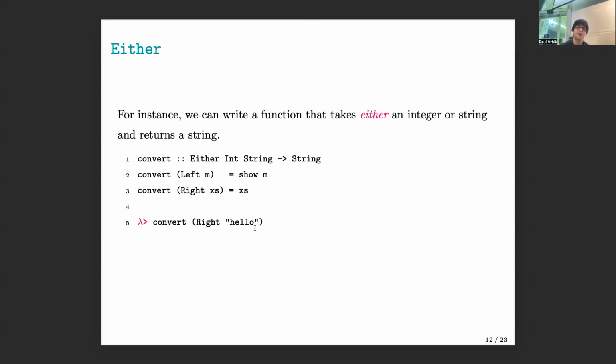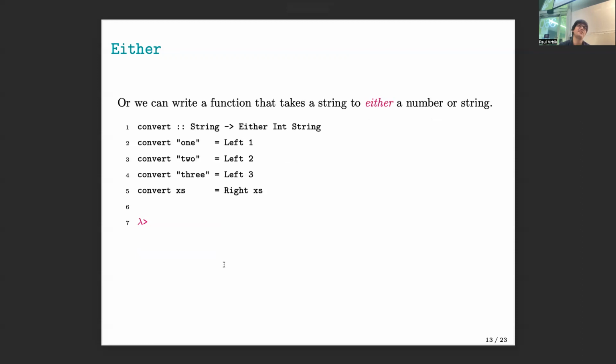So now I can say convert right hello. Convert left 1. Oh, hello. 1. Okay. So here we go. Here's a function that could take either an integer or a string and return a string. Here's the opposite. Here's a function that takes a string and can return either an integer or a string.